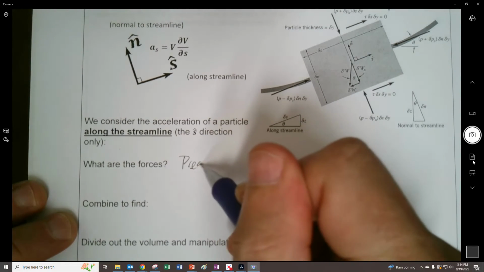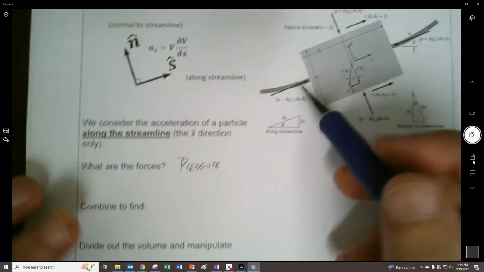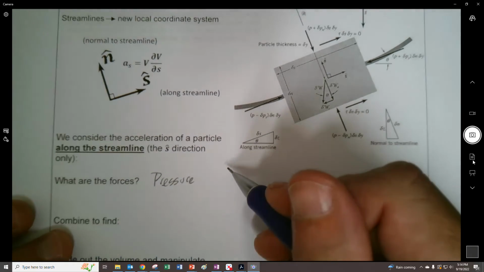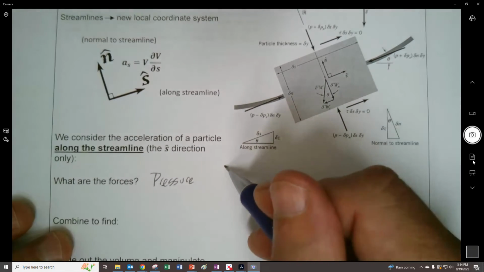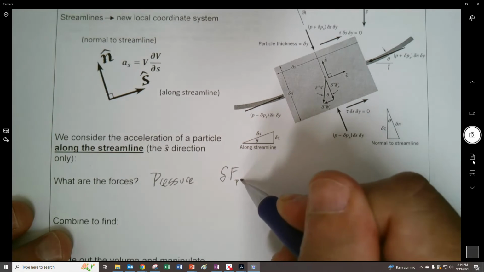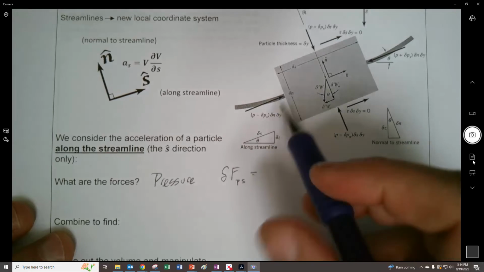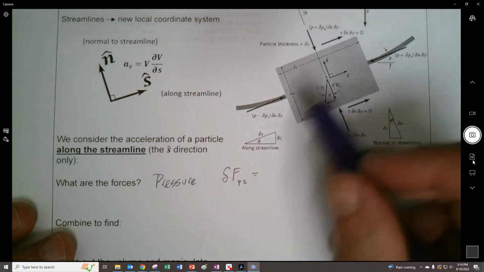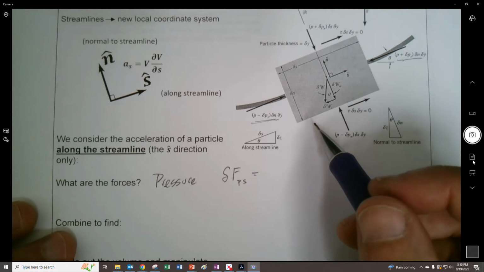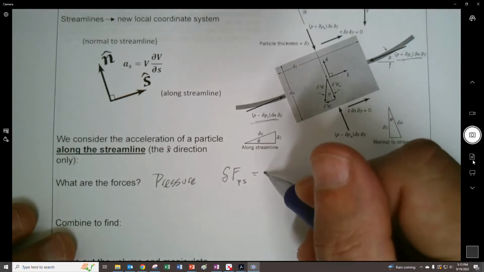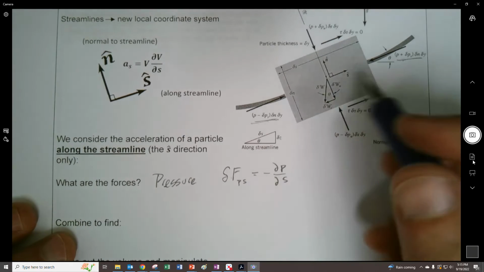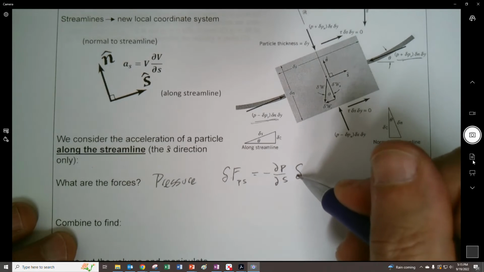So the pressure forces we'll start out with. The forces due to pressure along the streamline right here are incremental forces happening onto this body, this force and that force. But when you end up combining them, they really just become the difference happening along this length right here times the volume here.